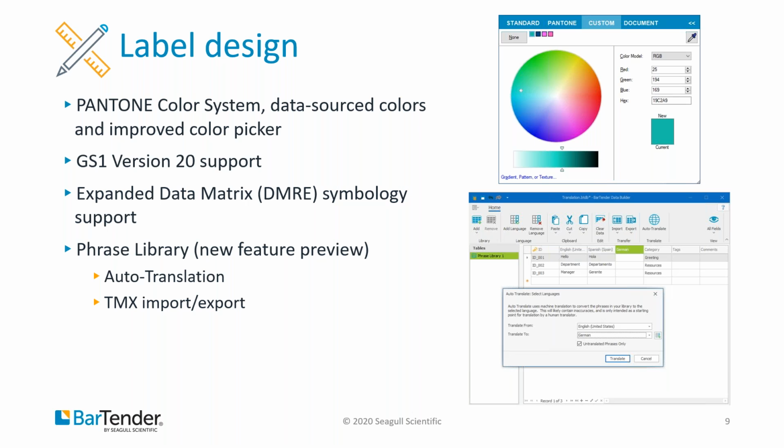Included is an auto-translate feature, which will automatically translate a phrase as a starting point for a human translator to verify. You can also import and export the phrase library to CSV or TMX format files for even more accurate translations. TMX files, of course, are a common format typically used by translation services for professional translation.